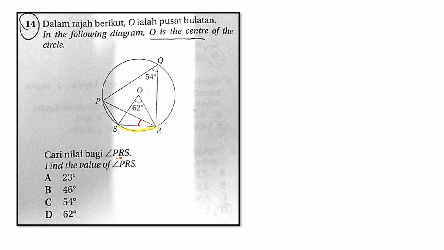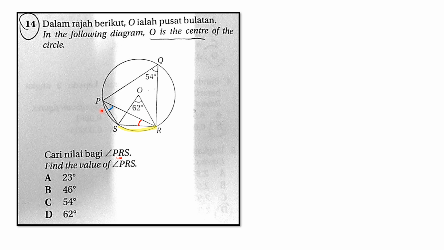angle SPR here, it's coming from the same arc. If you notice, this line here is going to S, and then from P it's going to R, so it's being subtended by the same arc. The rule of circles says that if you have two angles derived from the same arc, and one angle is at the center and one is at the circumference, the angle at the center is 2 times bigger than the angle at the circumference.